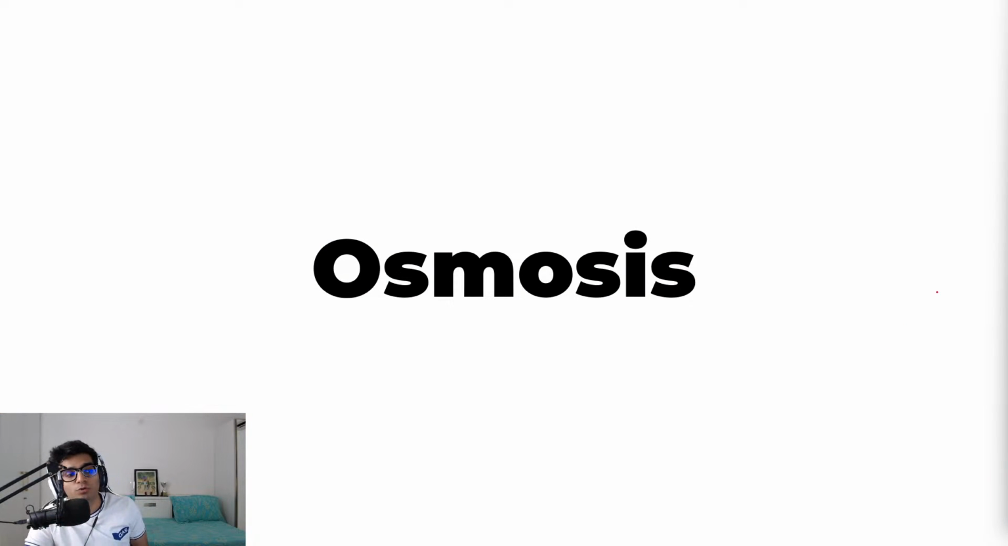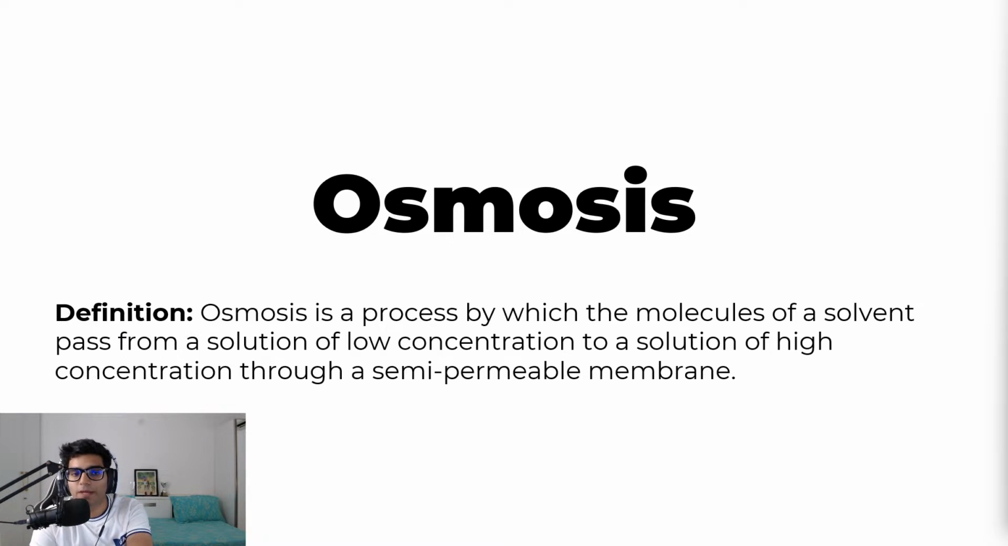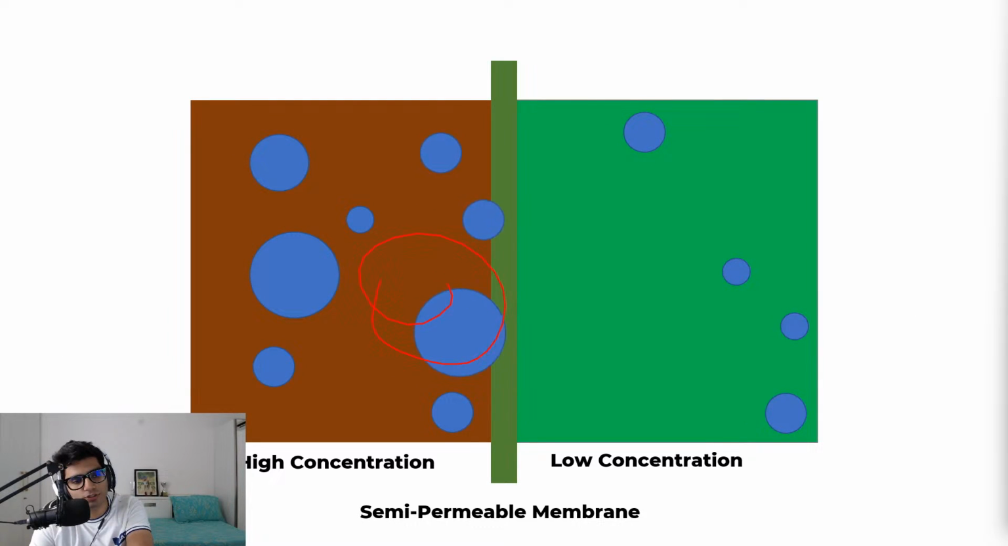And guys, osmosis. Don't forget about this process. Osmosis is just going to divide equally. If you have more, it will be equally distributed, and if you have less, you will get more. Just like that, water. Osmosis is a process by which molecules of a solvent pass from a solution of low concentration to a solution of high concentration. That is osmosis.